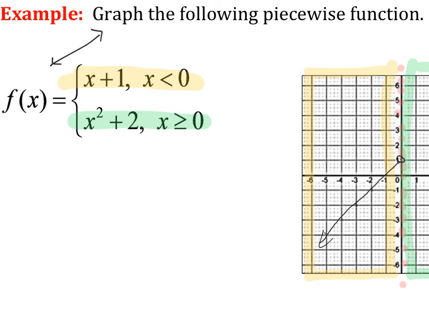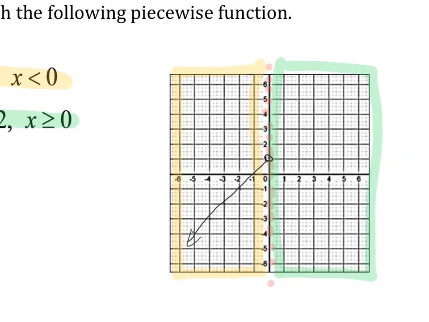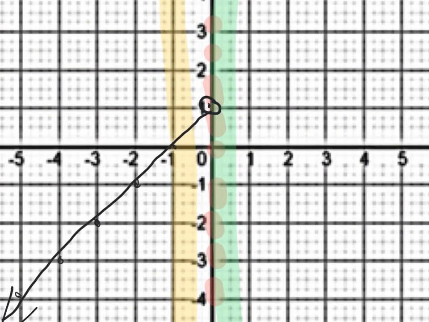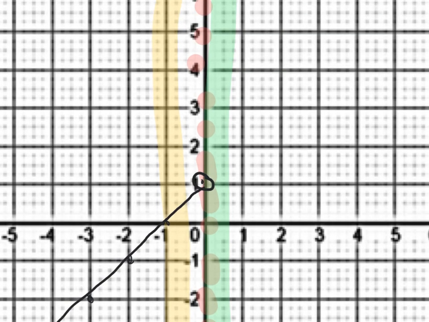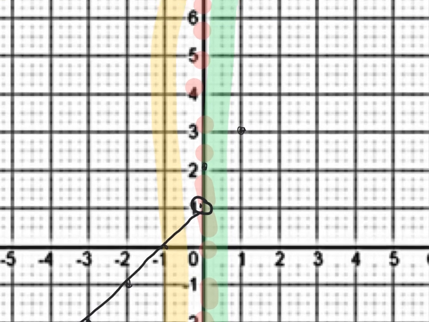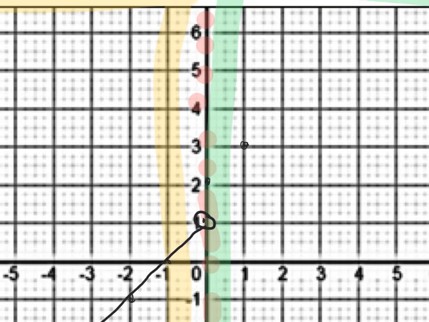All right, now for the second one, we have x squared plus 2. Well, that's going to be a quadratic, so it's going to be a parabola. It got shifted up 2 units, so my vertex has been shifted up 2. Now we can follow that 1, 3, 5 pattern. All right, so we shifted up 2 units. And then I go up 1 over 1, and then up 3 over 1.